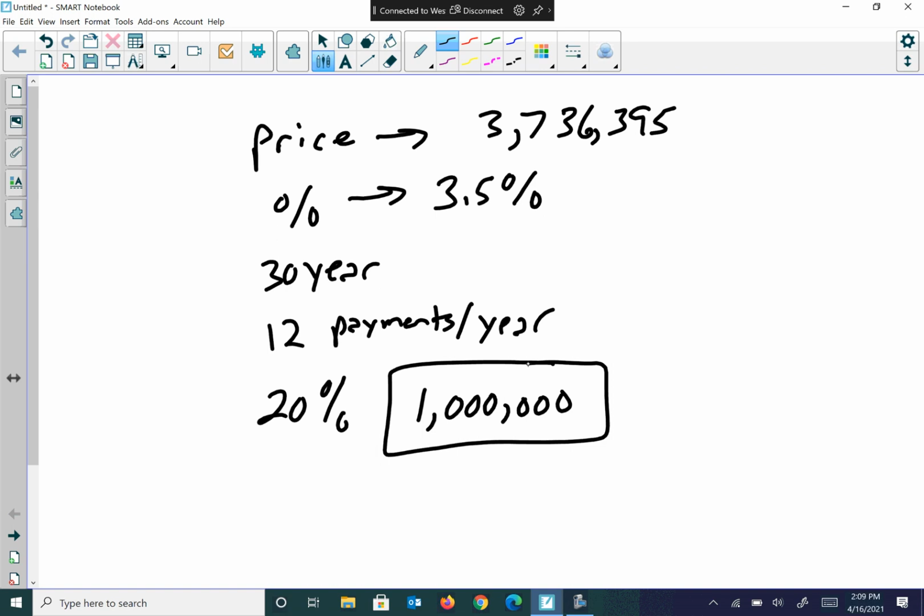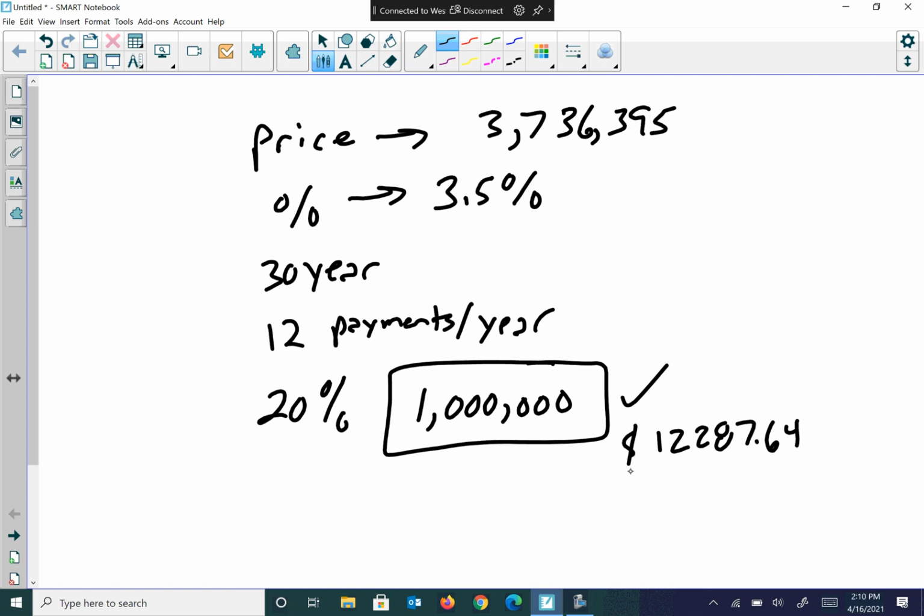Previous value. Let's see. Our previous value, we put $1 million down, so that means the house is going to cost us about $2 million. Future value, we want zero. So your $3 million house, which you already put $1 million of your own down, is going to cost you $12,287.64 a month. Okay.